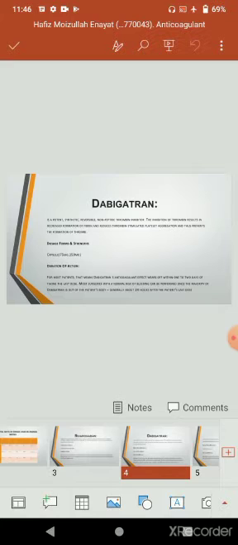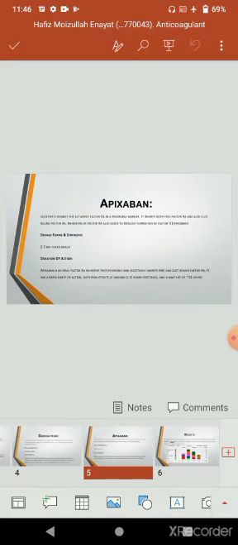Next one is Apixaban. It selectively inhibits the activated factor 10A in a reversible manner. It inhibits both free factor 10A and also clot bound factor 10A. Inhibition of factor 10A also leads to reduced formation of factor 2.